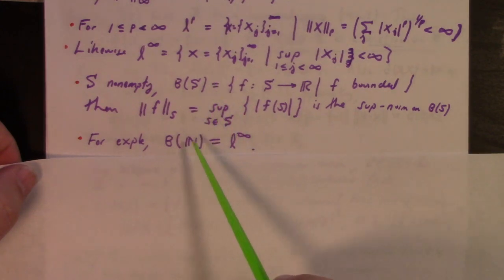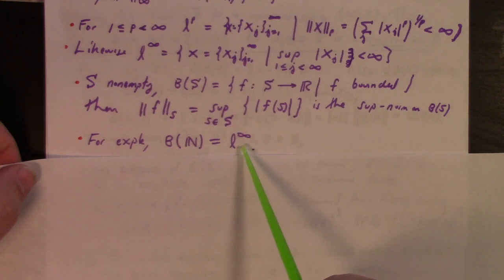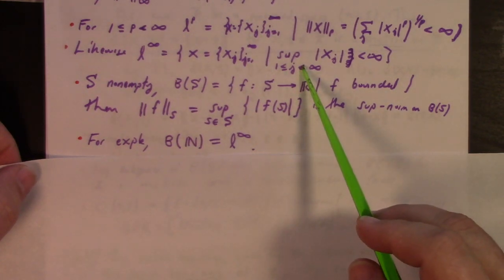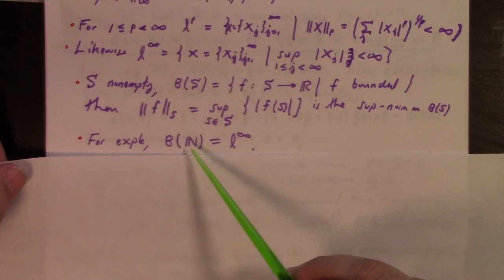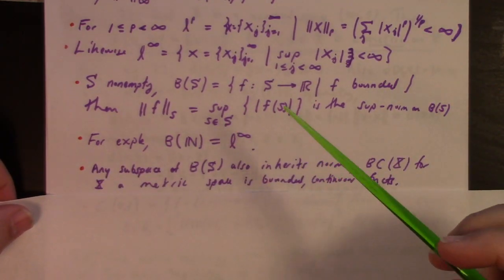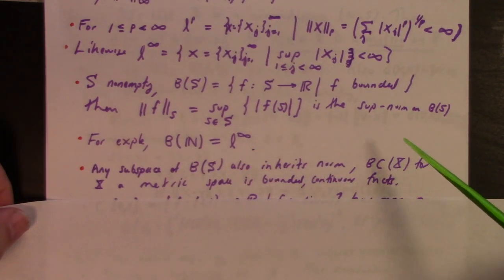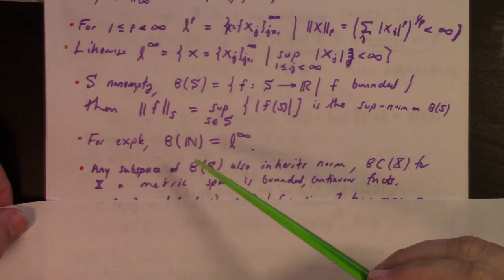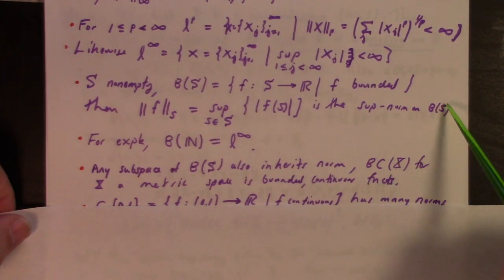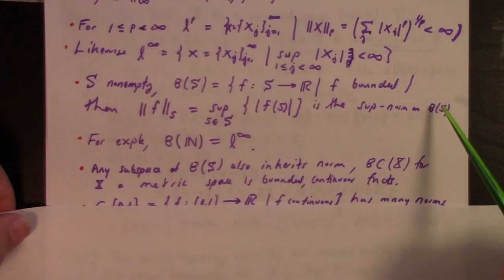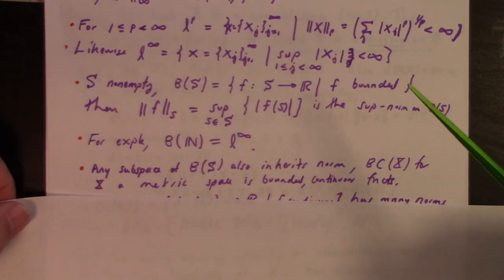For example, if you look at the bounded functions with the domain being the natural numbers, that gives us L infinity, which we talked about up there as well, because a sequence is a function with the domain being the natural numbers. And then any subspace of the bounded functions on S also inherits a norm, like bounded continuous, where X is a metric space. I should have mentioned, when I said BC(S) up here, that was wrong. I also need to know that S is a metric space. Otherwise, how do you define continuity?